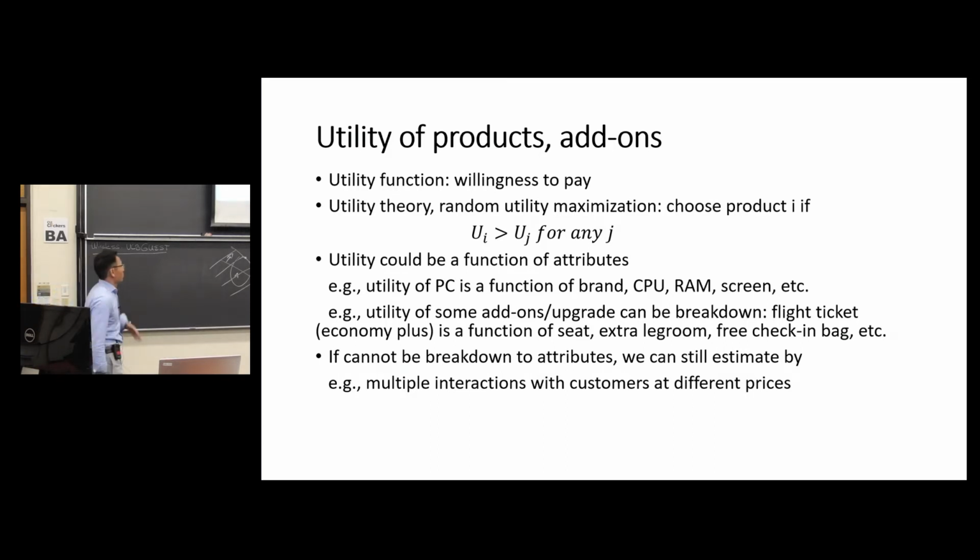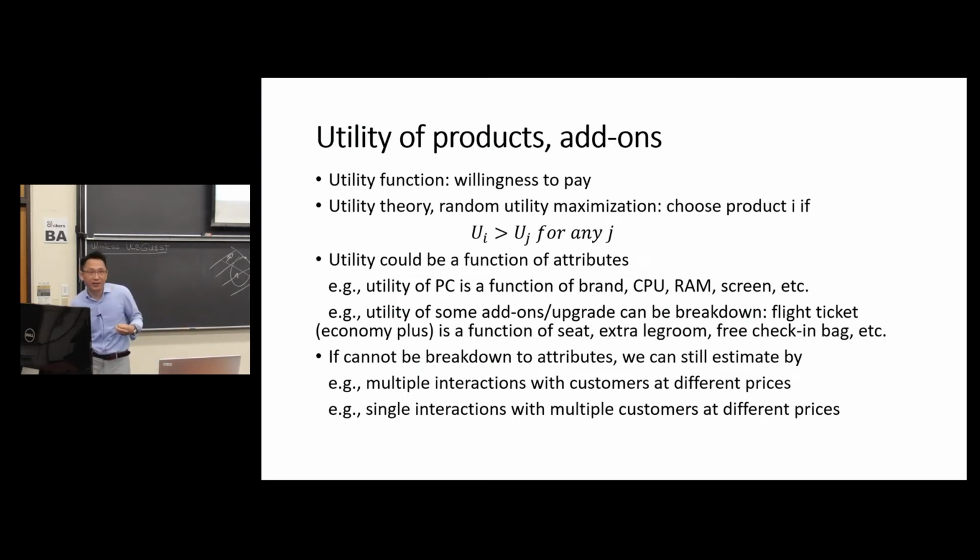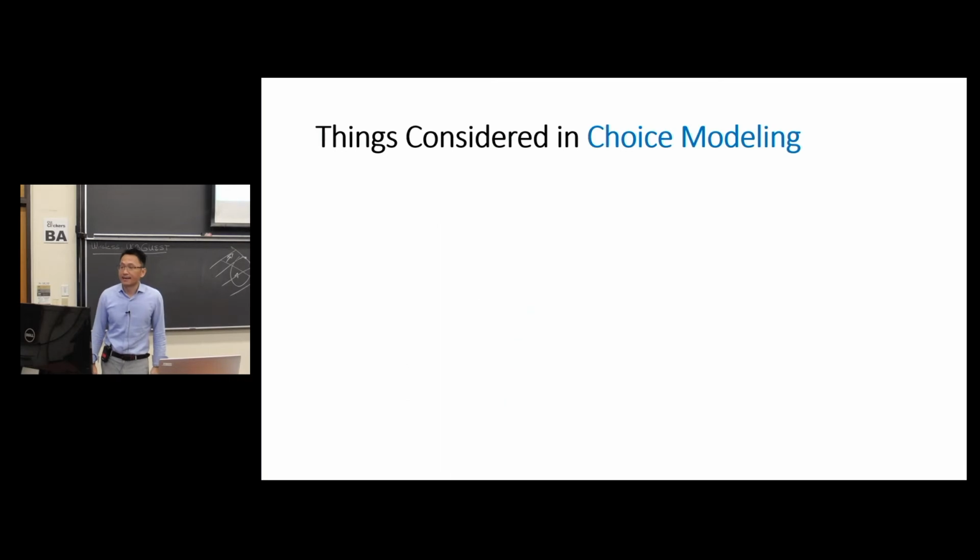For example, we may have multiple interactions with customers at different prices, so we can estimate their willingness to pay. Or we may only have one interaction, but we can consider multiple customers. So put them together, study a group, and we can have a better understanding about the utility for that product or that service. All right, so that's the utility.